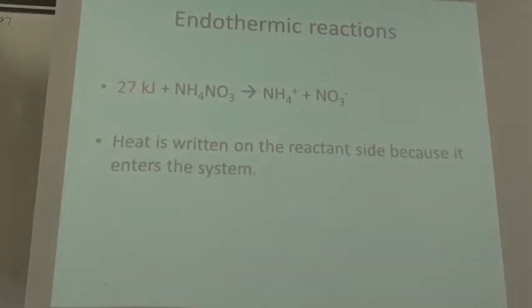All right, in an endothermic reaction, the enthalpy of the reaction equals the products minus the reactants. For an endothermic reaction, that would be a positive number. In this case, the number was 27. You can either put a plus sign, or you could put it in the reaction where it belongs. It belongs right here because energy entered into it. So heat is written on the reactant side because it enters the system.